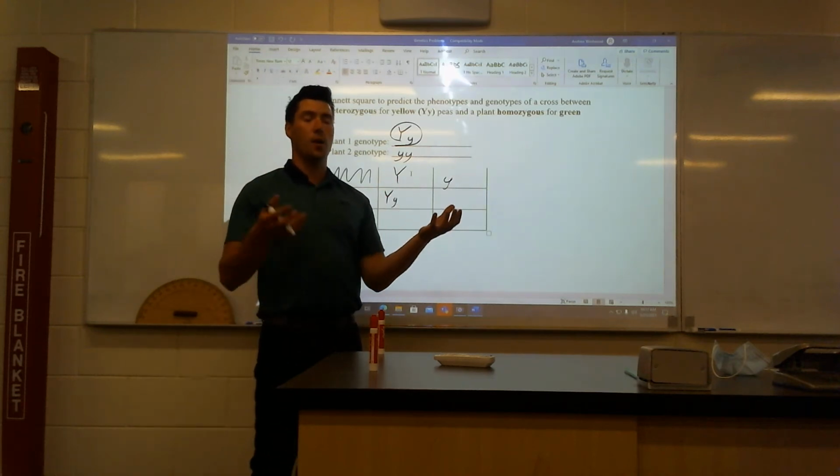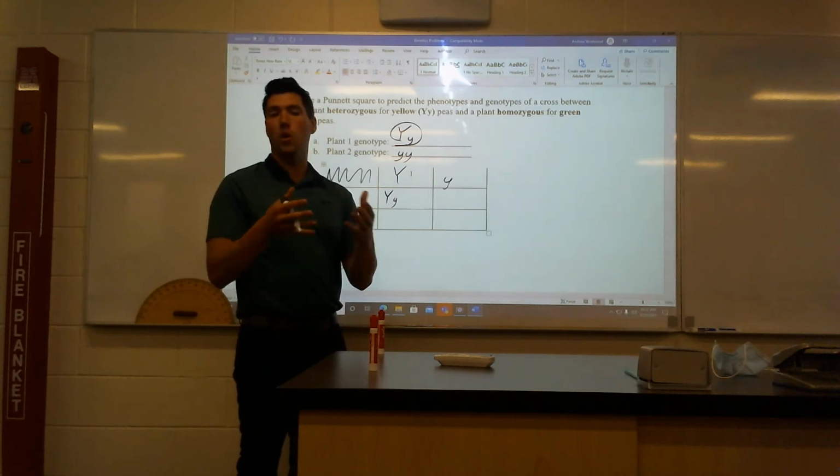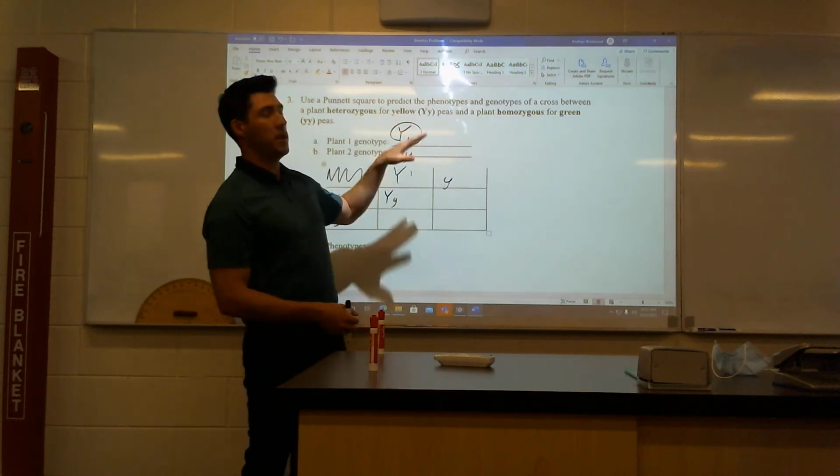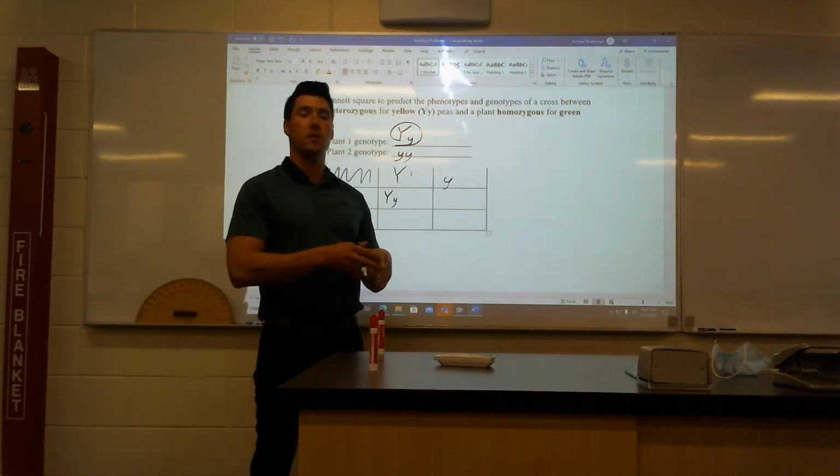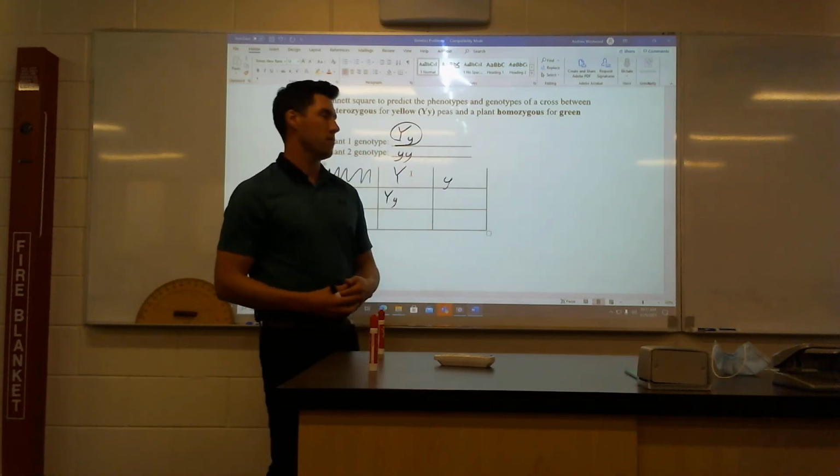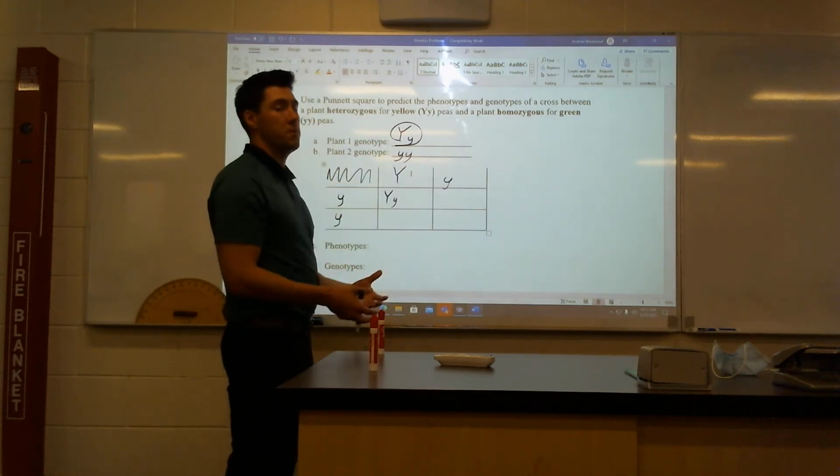If you have a white flower and a pink flower and they cross-pollinate, what do you get? This is the thing. I have a yellow pea plant and a green pea plant. What are the possibilities that I'm going to get in the next round? Like when there's new pea plants.